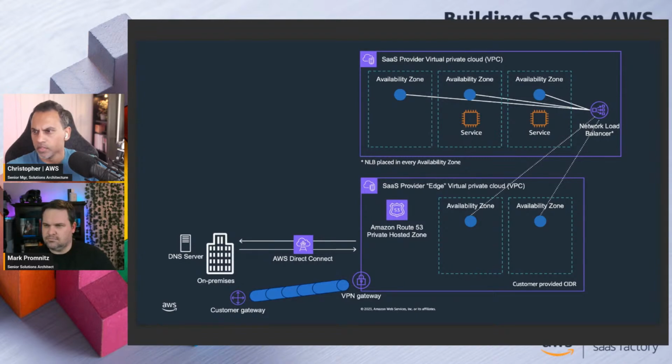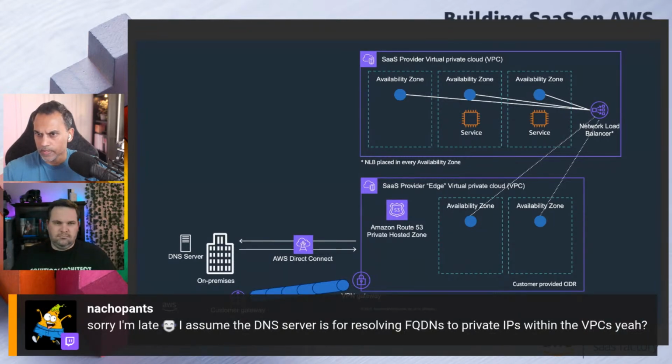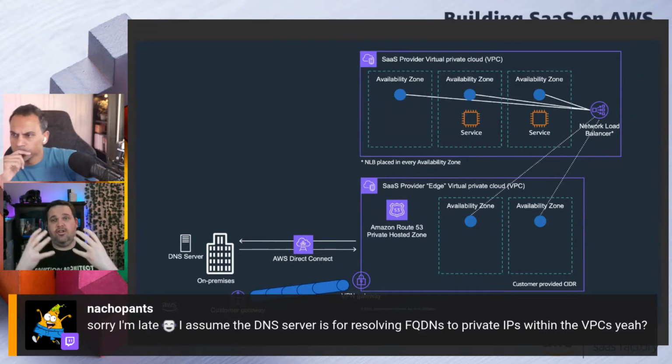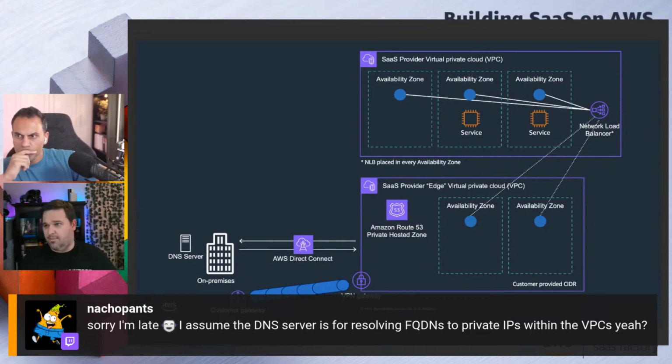So there's another question here. I assume the DNS server is for resolving FQDNs. Yeah. So, just going back to the example previously, in this model, you will still have public endpoints, right?